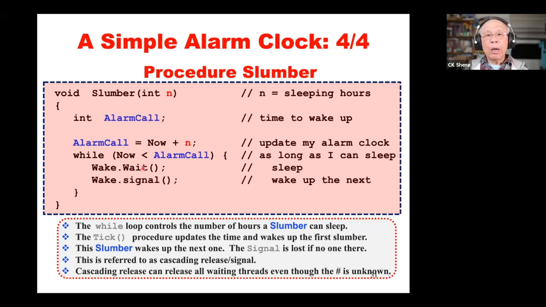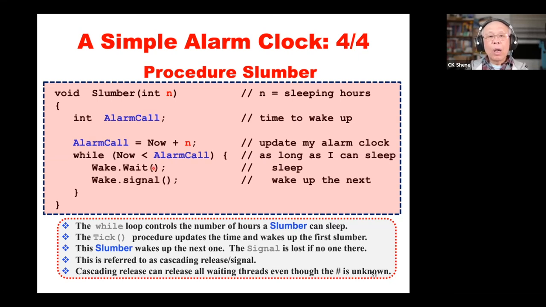So as you can see, we have a chain of events. The first sleeper is up, signals the second, releasing the second sleeper from the wake condition variable. And then this one wakes up the third one, the fourth one. In this case, we have a chain event. The first one releases the second one, the second one releases the third one, the third one releases the fourth one, and so on and so forth. Now, what if the last one is released and that one signals? No problem. If no one is waiting on this condition variable, this signal simply disappears. So this is referred to as cascading release.